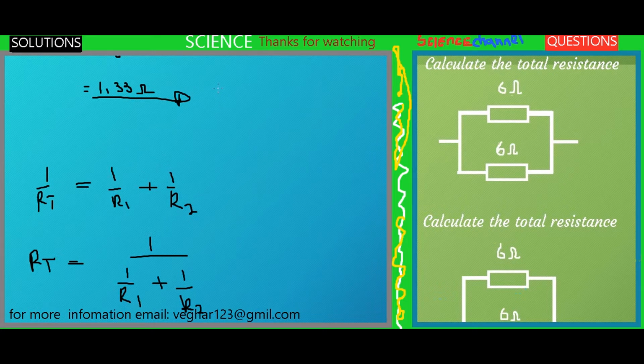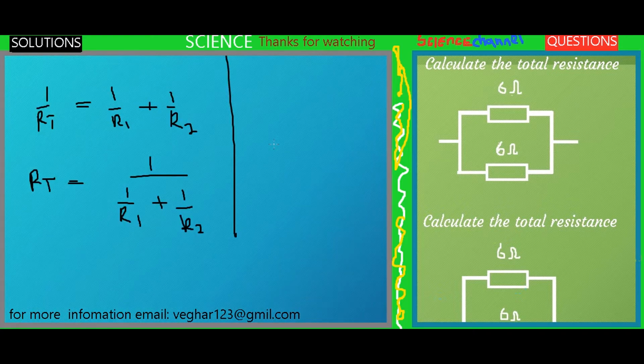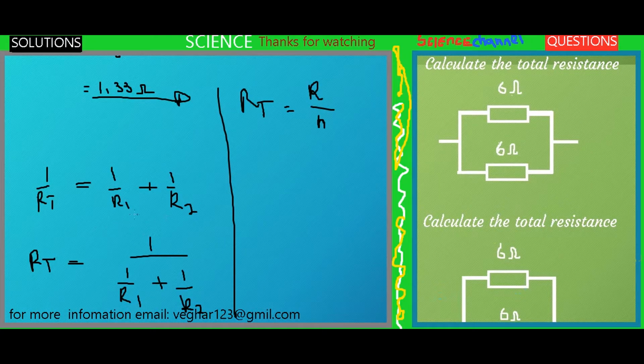So if you have identical resistance, you can use this one: take the resistance and divide by the number of resistors which are in parallel. And the other one for this, if there are 2, you'll have an equation like this.